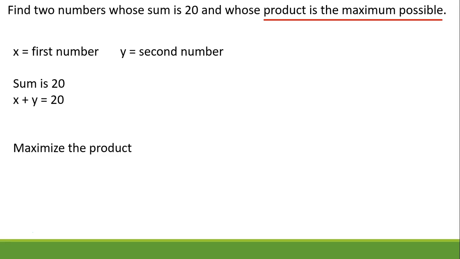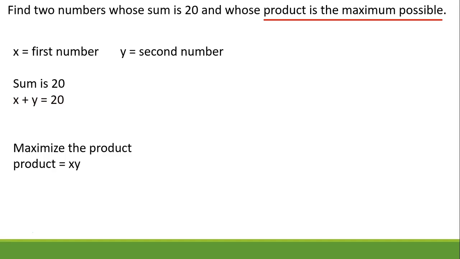Now let's think about the thing that we're trying to maximize, which is the product of these two numbers. Well, the product of x and y is x times y. So if that's the thing we're trying to maximize, that's the thing we're going to be taking a derivative of. Now the problem is that expression that we have for the product has two variables in it. And although it is possible to take a derivative of an expression that has more than one variable in it, at this point we don't know how to do that.